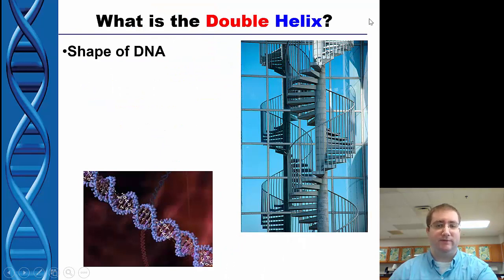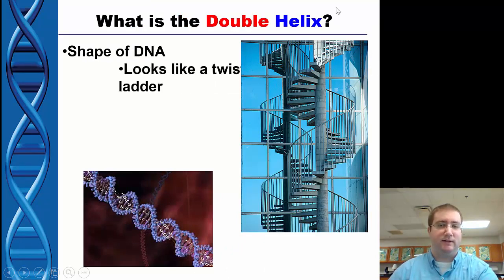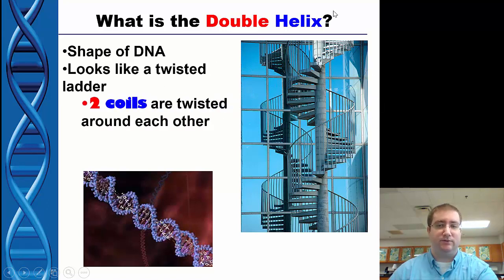As we should already know, the shape of a DNA molecule is this double helix shape, this twisted ladder shape. And it consists of these two coils, so there's two strands of DNA that are twisted around each other, creating this double helix molecule.